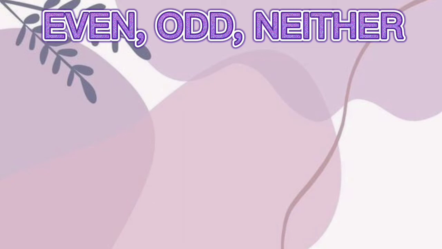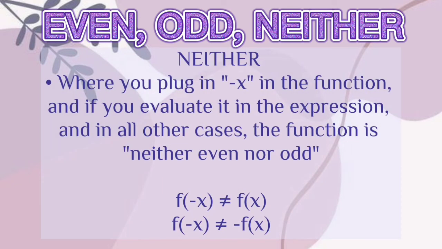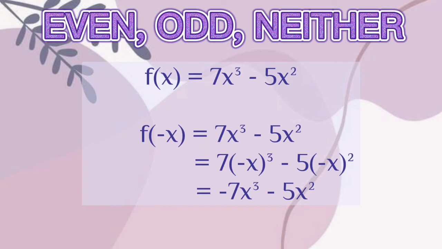Last but not the least is the neither function. If you plug in the negative x in the function and evaluate it in the expression, and in all other cases, the function is neither even nor odd. Let's try to answer one example to understand the neither one. F of x is equal to 7x cubed minus 5x squared.